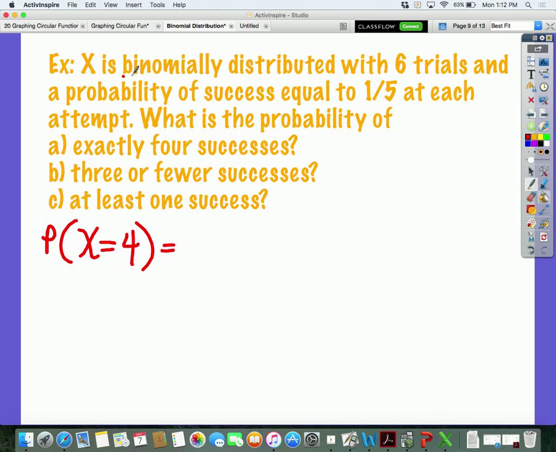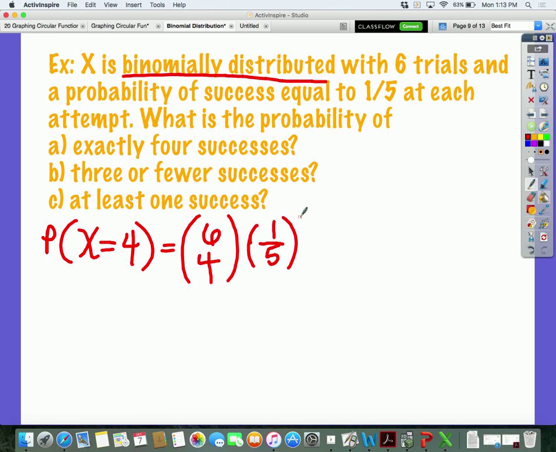Since this is binomially distributed, we know we're going to use the binomial distribution. I first need my combination. What's the number at the top? 6. And the number at the bottom? 4, because I'm looking for 4 successes. Next, you multiply by the probability of the success happening, which is 1/5, and you raise it to the number of successes, which would be 4. Then you multiply by the probability of the failures happening, which is 4/5, and you raise it to the number of failures, which is 2.